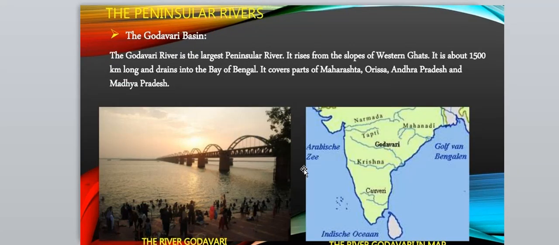Next river comes the Godavari. So Godavari, you see, is the largest peninsular river. Okay, it rises from the slopes of Western Ghats, and the total length is about 1500 kilometers long. So the correct figure is 1465 kilometers. It rises in Maharashtra at Nasik. As it is the largest, longest river of peninsular India, it is called the Dakshin Ganga.